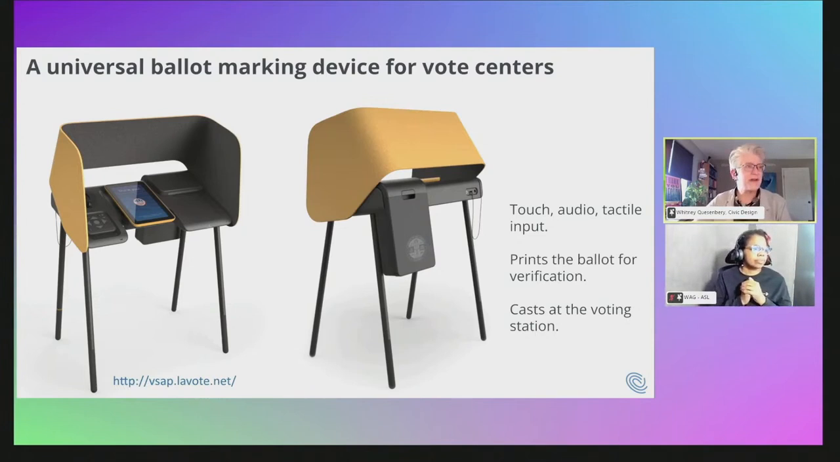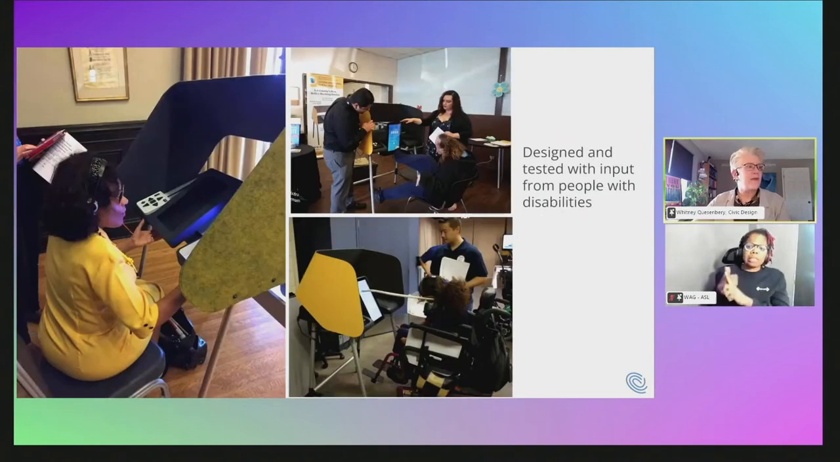But the most important thing about this voting system was how it was designed, which was through incredible amounts of consultation with all kinds of voters in the county, including voters with disabilities. They did testing not just once or twice, but pretty constantly through the development process.